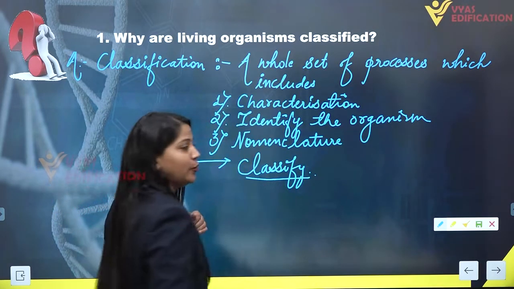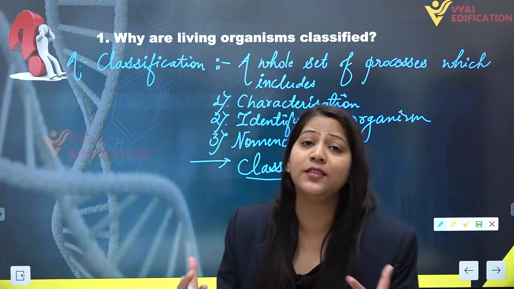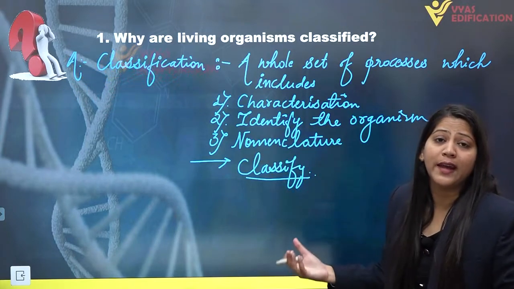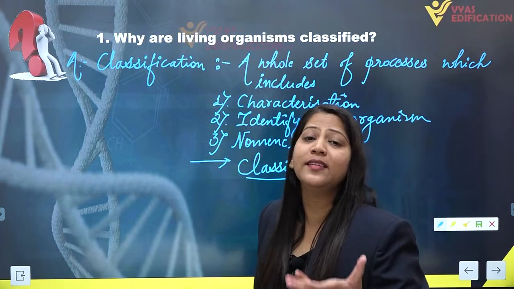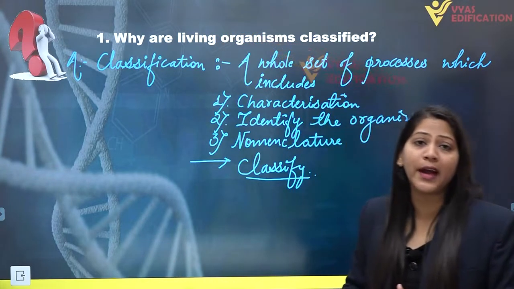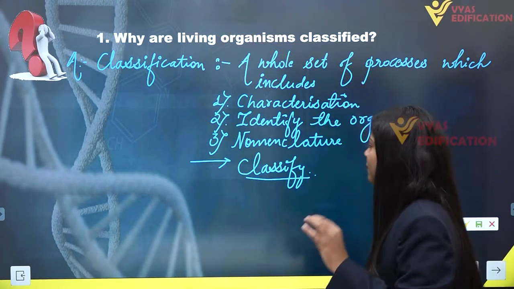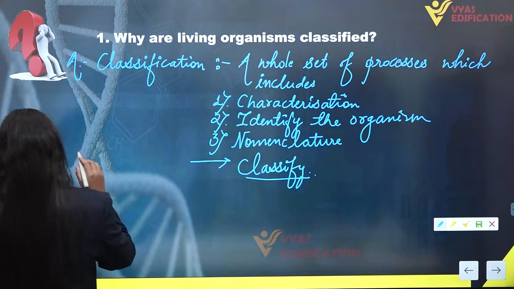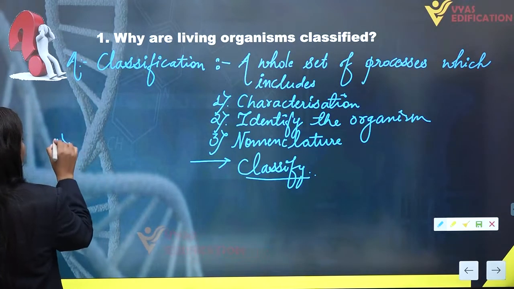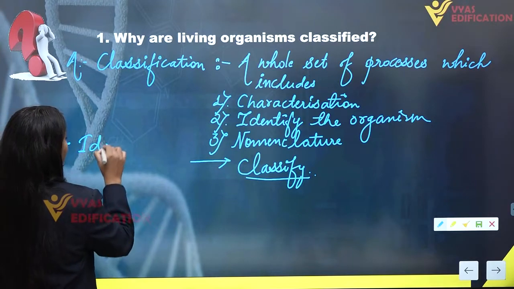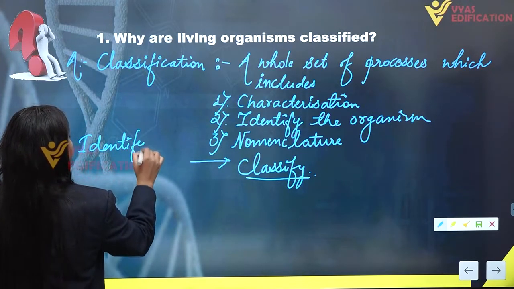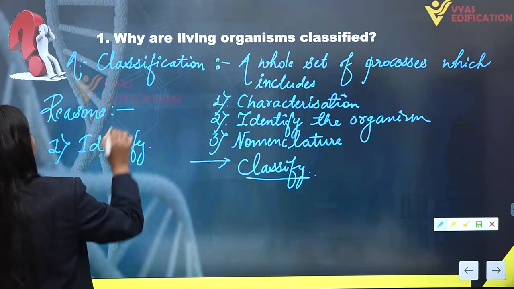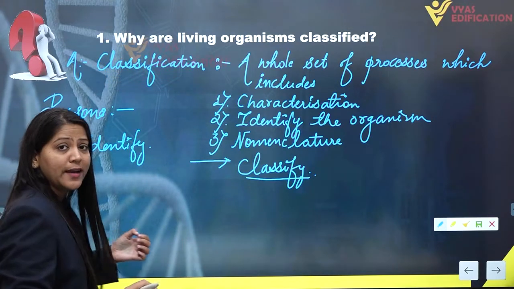Now the question is actually, why do we classify these organisms into different groups? Why are the living organisms being classified? What is the need to classify these organisms into different categories? So if we talk about the reasons why we classify, first, we want to identify the organism. These are the reasons. So first we need to identify the organism.